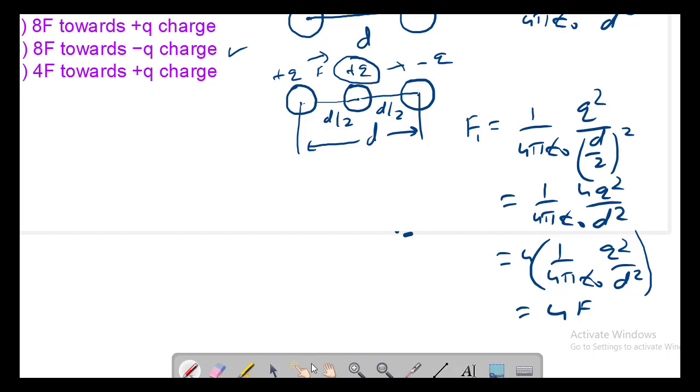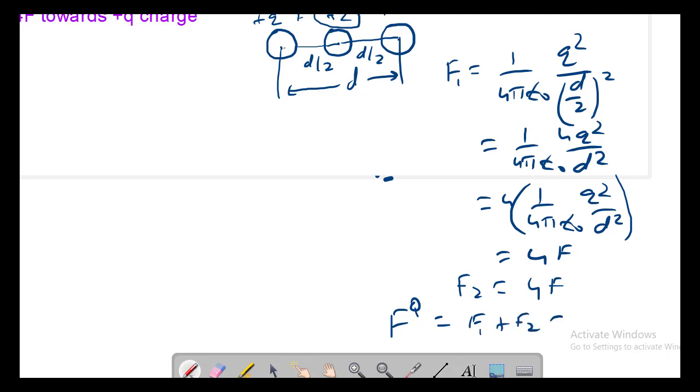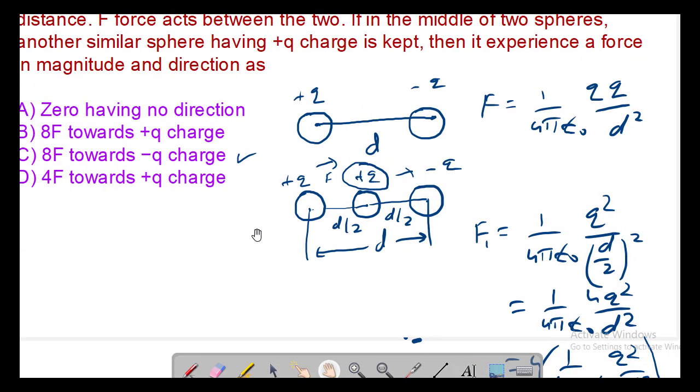Similarly for F2, if you do the calculation, because the distance is the same and the magnitude of charge is also the same, even for F2 we will get the same thing, so F2 is also 4F. So the total force acting on that particular charge q is F1 plus F2, which is 4 plus 4 is 8F, and the direction is along minus q. So C is the answer in this case.